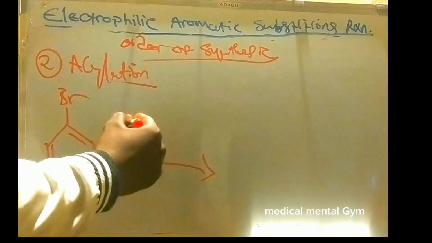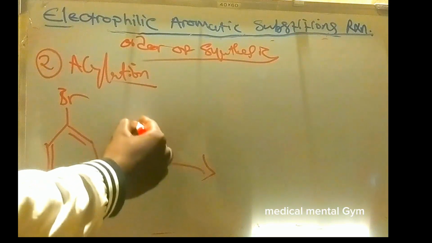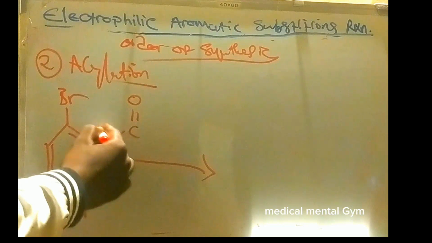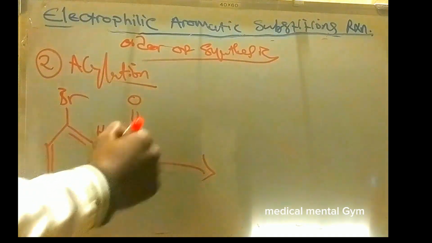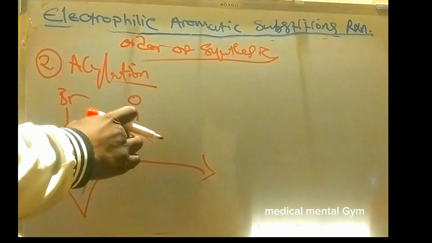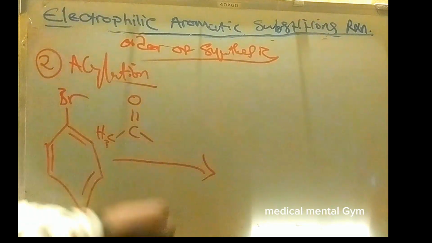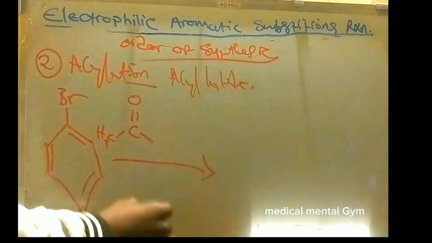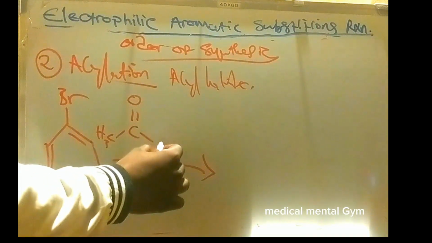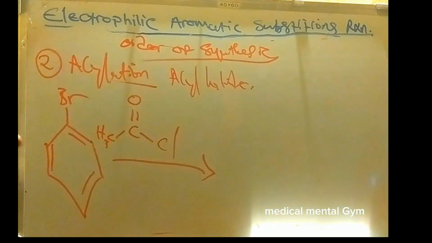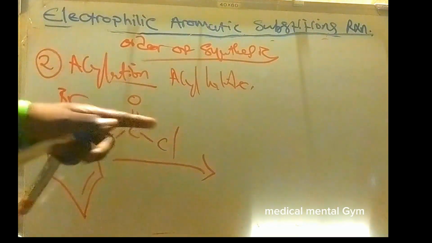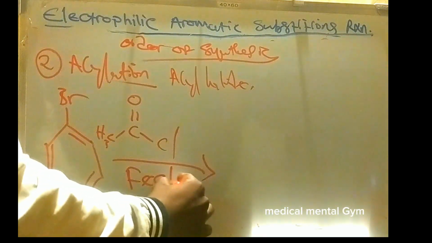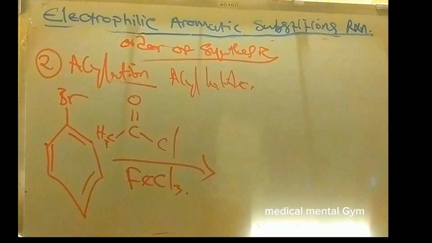So let's write our reactants for the acylation process. So acyl group always has a carbon double bond to oxygen and a CH3 attachment, and we have a halide. So the reactant for the acylation process is an acyl halide. So an acyl halide is used. So in this case, I'll use acyl chloride as my acyl halide. Okay, so acyl chloride there, and then as the catalyst we have iron tetrachloride. So iron tetrachloride is our catalyst for this reaction.